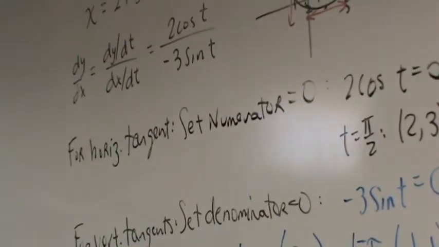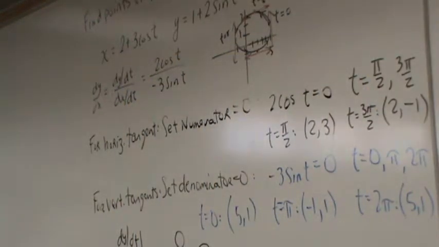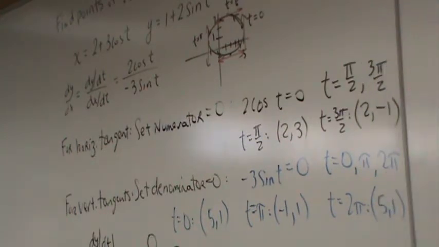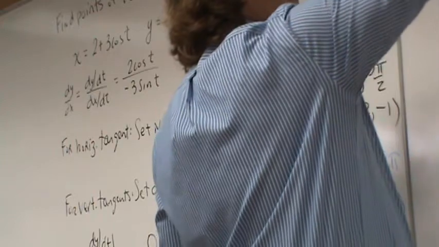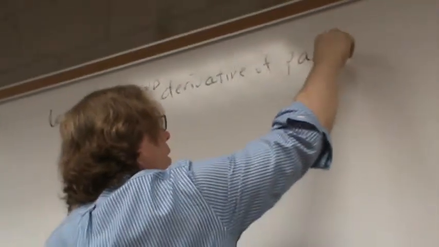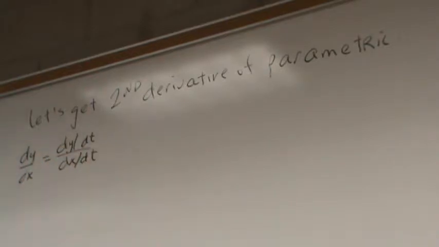Okay, alrighty. Well, hey, it's time to do the second derivative. Thank you for your patience. By the way, this is chapter 10. We're starting chapter 10. Let's get the second derivative of parametric. Do you remember how the first derivative of parametric was dy dt over dx dt? Okay? Question?